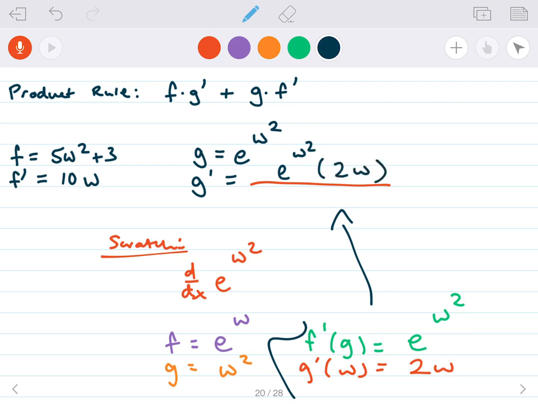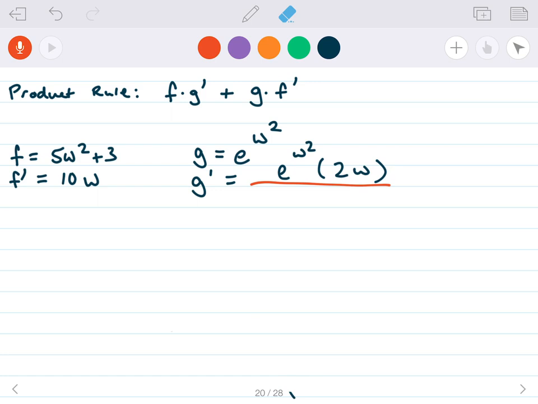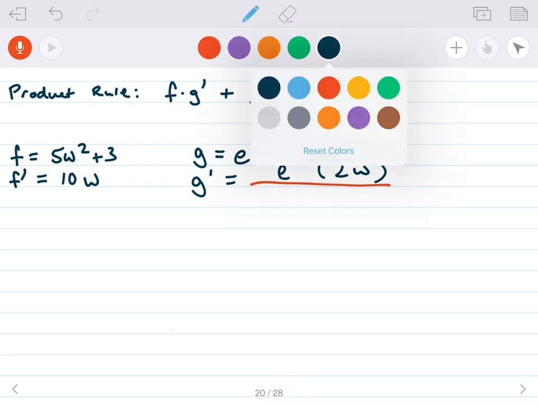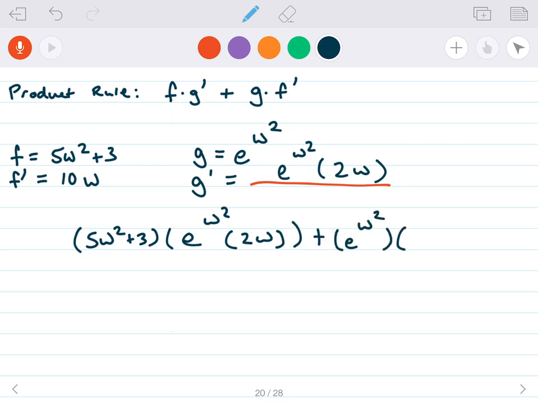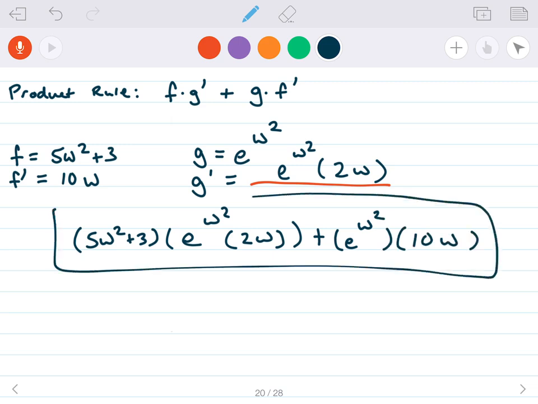Now we have everything we need to use the product rule. So product rule, we keep the first, 5w squared plus 3, times the derivative of the second, which we just found, e to the w squared times 2w, plus, now you keep the second, e to the w squared, times the derivative of the first, which is 10w. And this is our derivative.